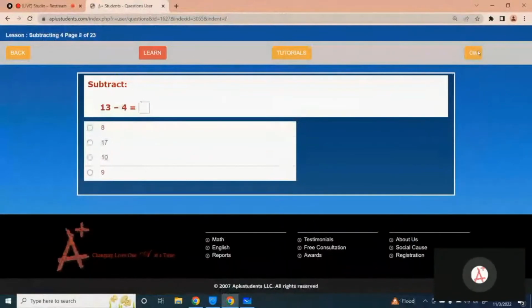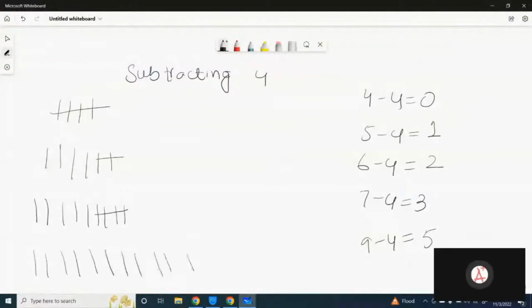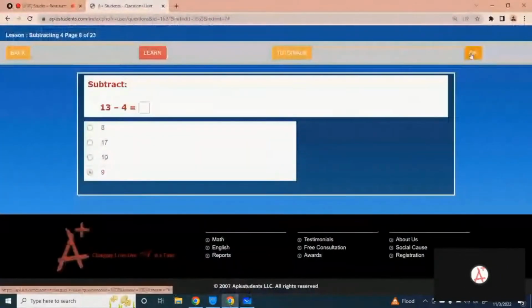Okay, 13 take away 4 is, 13 lines, take away 4 of them. Let's see how many lines we are left with. 1, 2, 3, 4, 5, 6, 7, 8, 9, 10, 11, 12, 13. 13 we have, or 14? 13. Okay, remove 4 of them, 1, 2, 3, and 4. Just count the leftover lines. 1, 2, 3, 4, 5, 6, 7, 8, and 9. So you are left with 9 lines. Got it? So 13 take away 4 is 9. Just select the correct option and click on the OK button.